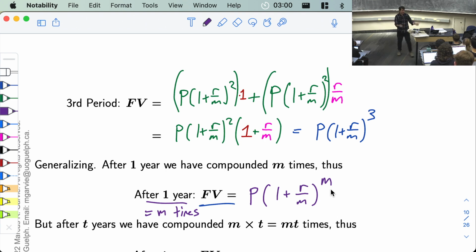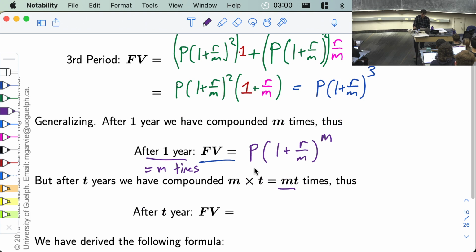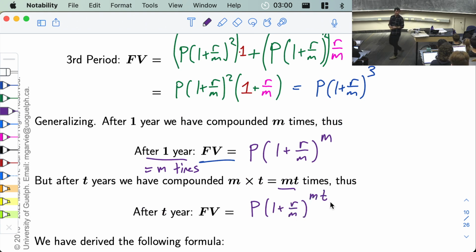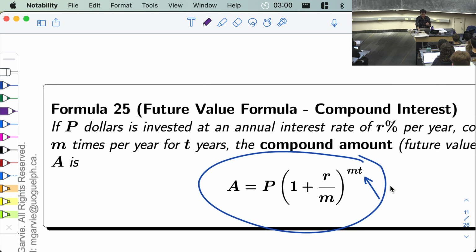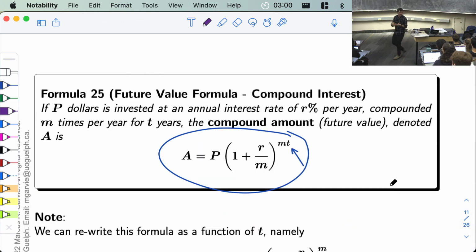And if you do it for t years, you're doing it M times t times. So after 1 year, it's 1 plus R over M to the power M. After t years, it's 1 plus R over M to the power M times t. You just keep doing it. OK, and so all of that is to say, we have gotten to the formula that is in the book already, which is telling you the value of compound interest at some time t in the future, the amount of money in your bank account. And the big deal is that it's exponential in t instead of linear in t, like the simple interest.